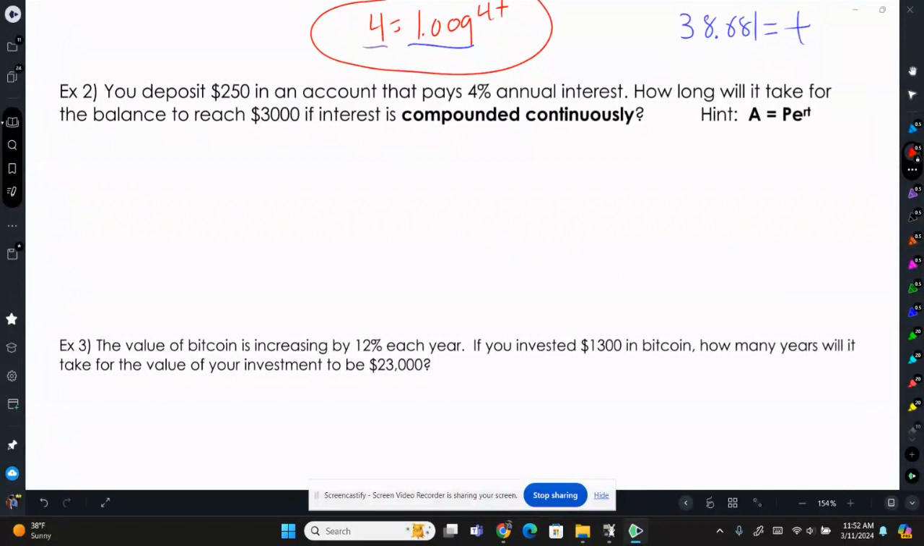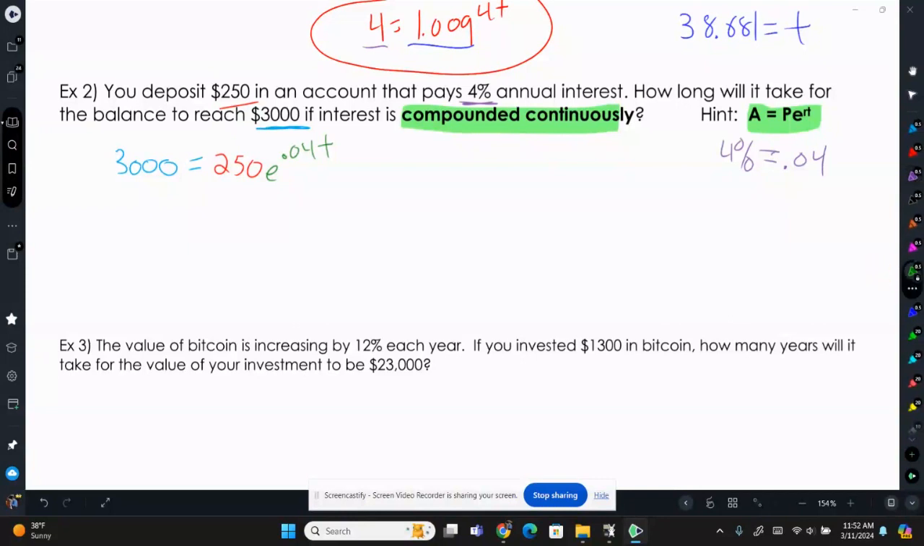All right, example number 2 says you deposit $250 in an account that pays 4% annual interest. How long will it take for the balance to reach $3,000 if the interest is compounded continuously, which means we're going to be using the PERT formula. So we want it to be $3,000 equals 250, that's our principal, times e raised to the 0.04 t power, because 4% right here is 0.04.